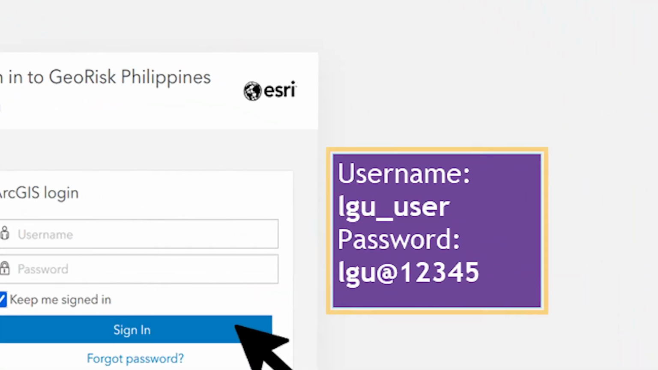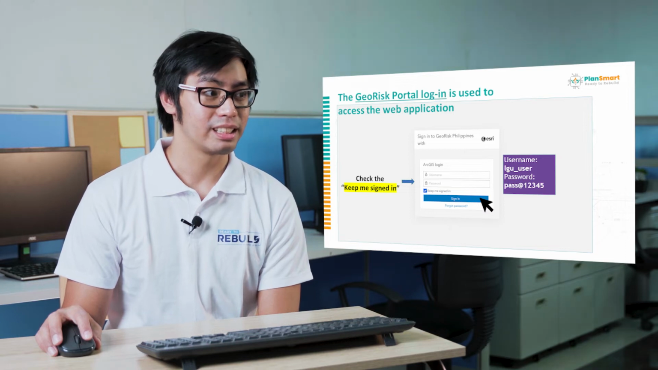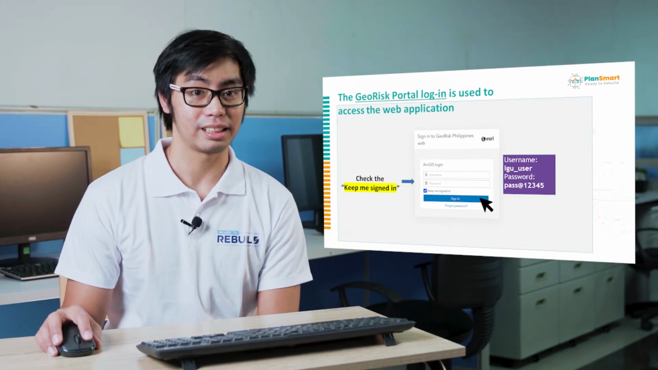After clicking View Application, you will now see the portal login. In the portal login, you will use the username LGU_user and the password pass@12345. Again, the group account for the portal login is LGU_user and the password is pass@12345. So after you type this, click the Keep Me Signed In checkbox and then click Sign In.